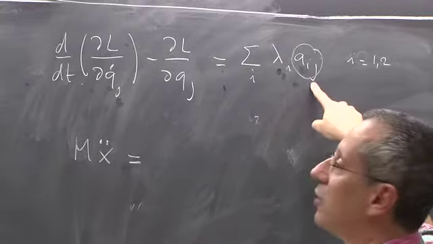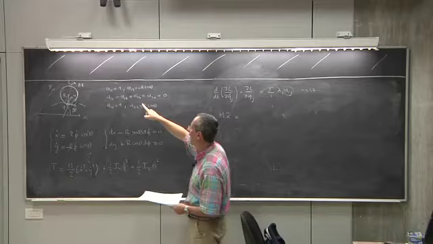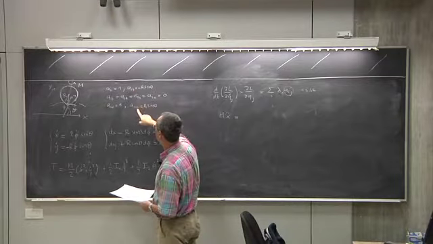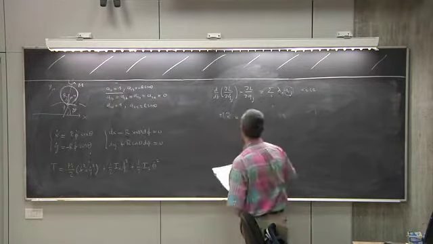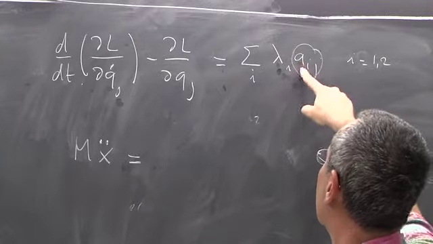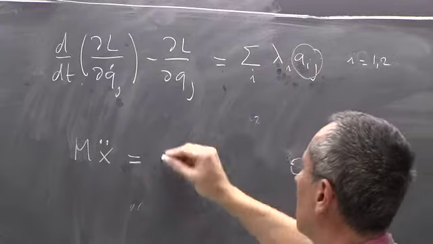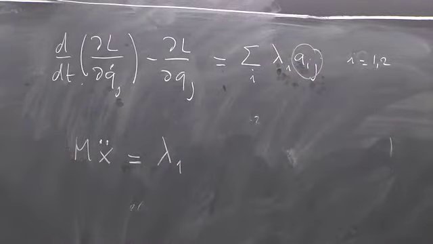No, it's the second index that is not the second index. So I have to look for a second index that is equal to 1. So here, lambda 1, A11. This is the only term, right? So A11 is 1, so I have lambda 1.